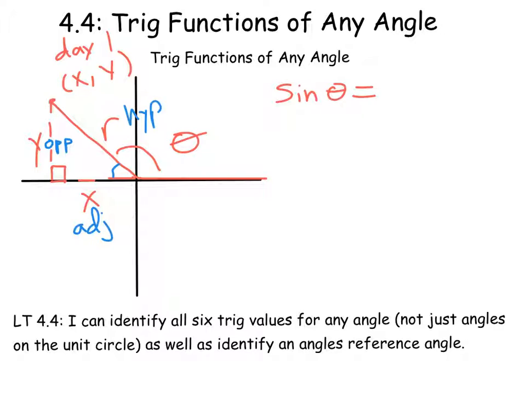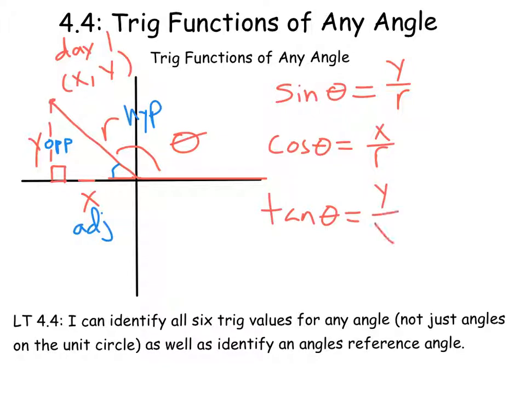Now keep in mind for the rest of this section, we're not going to use those terms. That's really what I'm trying to address right here. But when you relate it to those terms, I think it's easier to see that sine is y over r. Cosine is x over r. And then tangent is y over x.